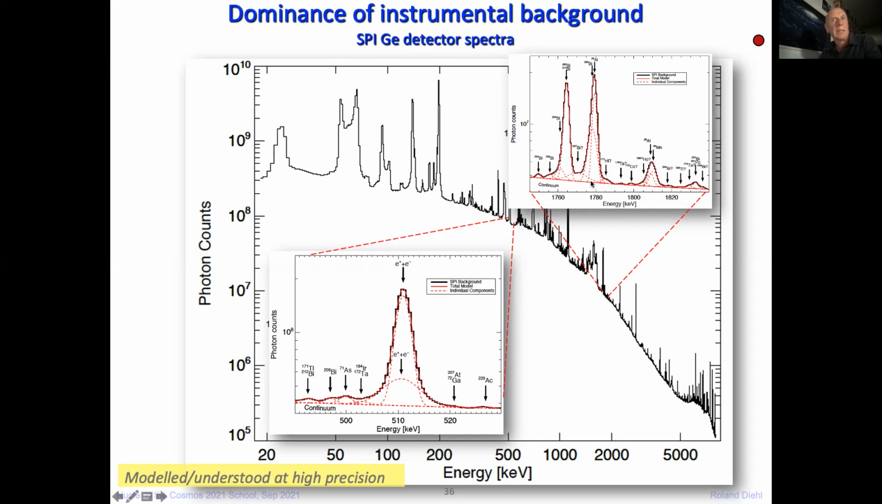That means if you want to analyze something from the skies, for celestial radiation, then you have to understand this background to a very high precision, better than 1%, in order to be able to distinguish additional contributions that may come from additional counts from the sky. The count rate of the background is many hertz, so many per second. And typically from cosmic sources, you get maybe a photon every few hours.